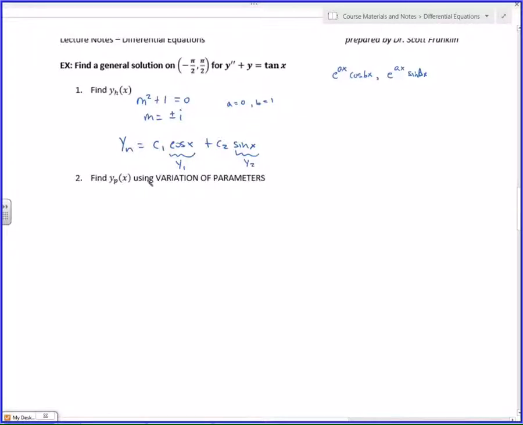Okay, so now our y sub p, if we're going to use variation of parameters, we assume y sub p is some function u1 times y1, which is cosine of x, plus some function u2 times y2, which is now sine of x. y1 is cosine of x, y2 is sine of x. I'm just going to write it off here so I have it handy. Now I need to write down my w, my w1, and my w2.